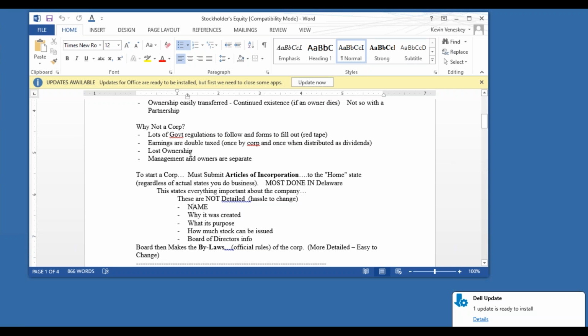Also, you lose ownership of your business if you become a corporation. If other people buy into the company, you have now given up rights, or 100% of your rights if you were the 100% owner.